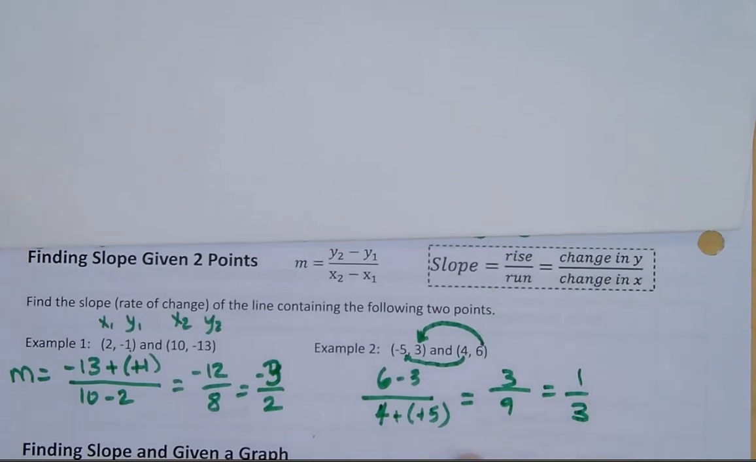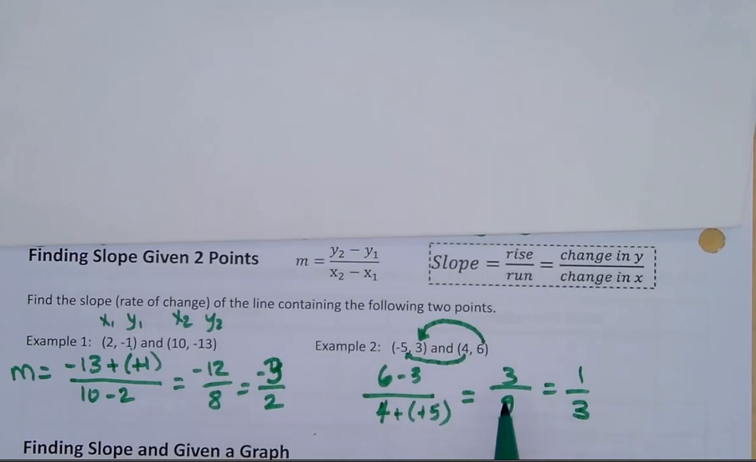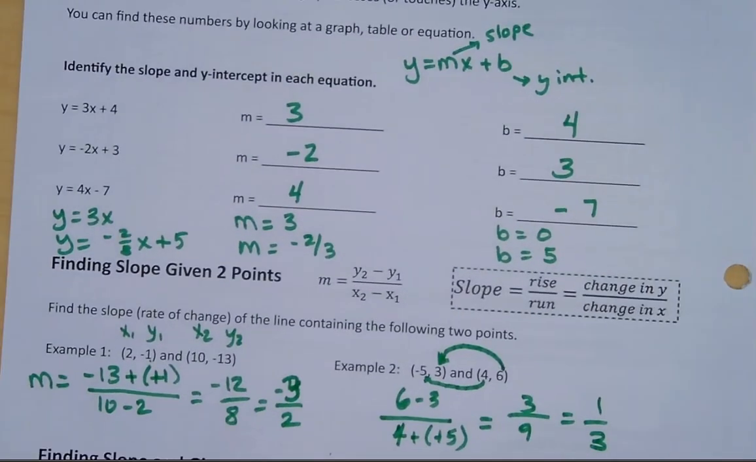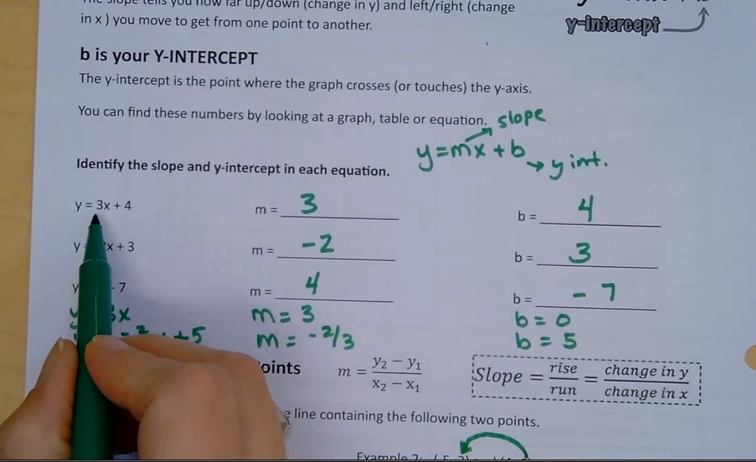So I did exactly the same math that I would have done if I had labeled this x sub 1, y sub 1, x sub 2, y sub 2. I just did a shortcut and used my rainbow arrows to help me. All right, so we can find slope given 2 points. We can find slope by looking at an equation and finding m, and we can also find slope given a graph.